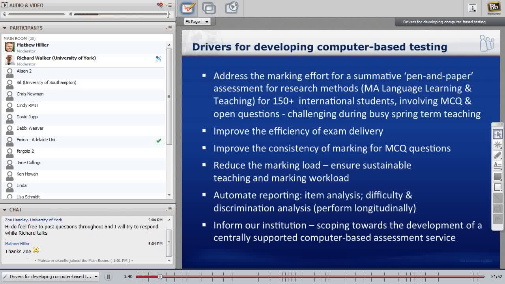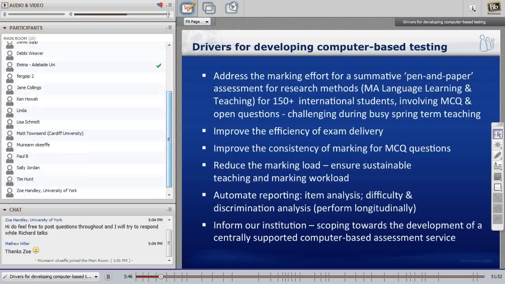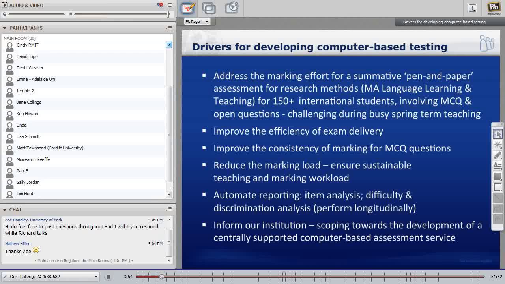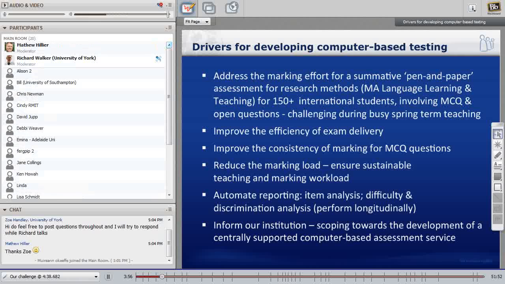So we were looking for a solution, but we also saw a number of opportunities in moving to digital marking. First of all, to get a more consistent approach through the automation of marking for MCQ questions. The other thing that attracted us was the item analysis tools. By going digital, we have a facility to review question items and weed out weak, underperforming questions, and calibrate the exam to the level of difficulty that we were looking for.